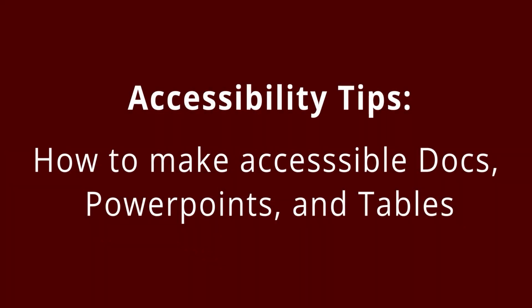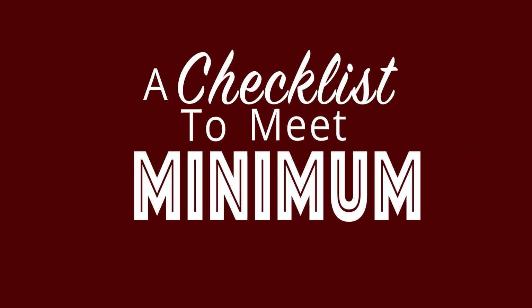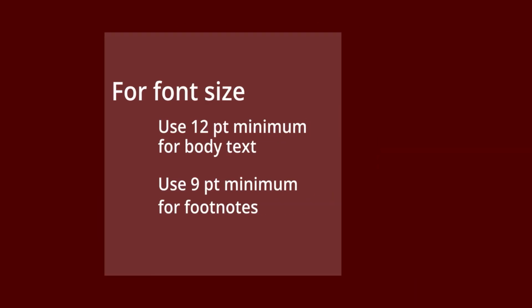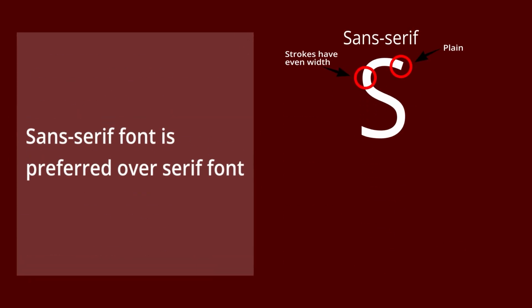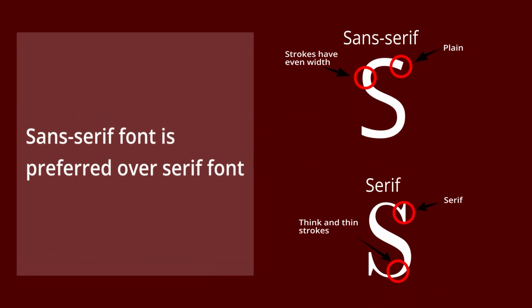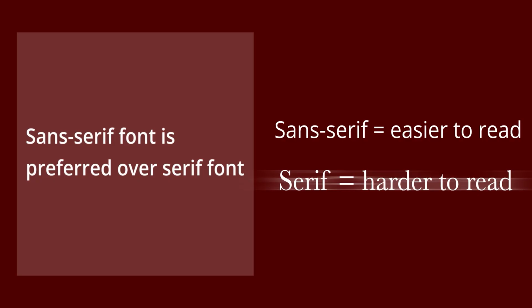When it comes to digital accessibility, there are several elements that apply to any document you create. So here's a general checklist to meet minimum requirements. First, for font size, use 12-point minimum for body text. Use 9-point minimum for footnotes. Sans serif fonts are preferred over serif fonts. Its uniform strokes reduce visual noise, making it clearer to see and read.